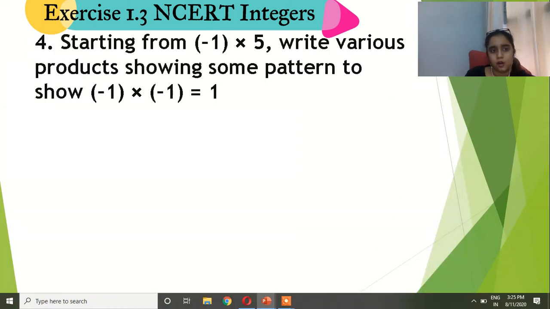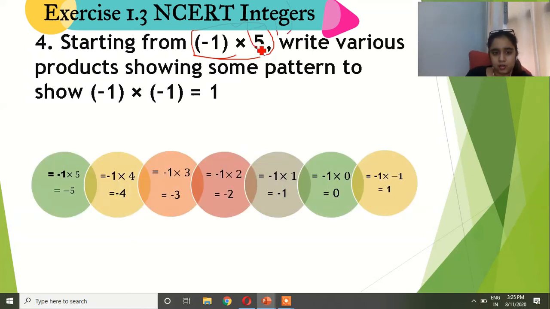Now we will do question number 4, and it's very simple. What we have to do in this question, starting from minus 1 multiplied by 5, they have given me that I have to start from this number and write various products showing some pattern to show minus 1 multiplied by minus 1 equals 1. I have to multiply this minus 1 until I get the number minus 1. Then you will get to know.